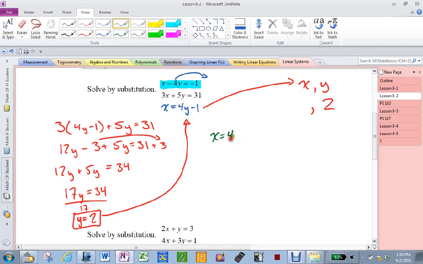X equals 4 times 2 minus 1. What's 4 times 2? Minus 1? 7. X equals 7. Is there a blank x? So what goes there? 7.